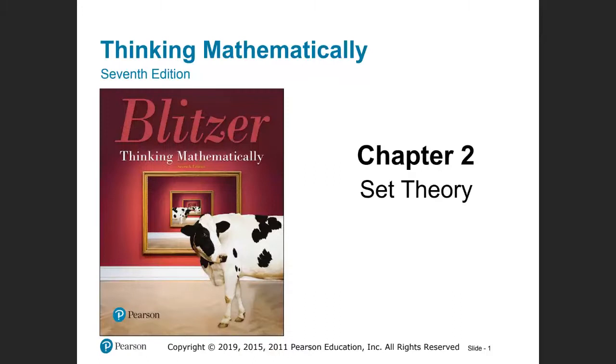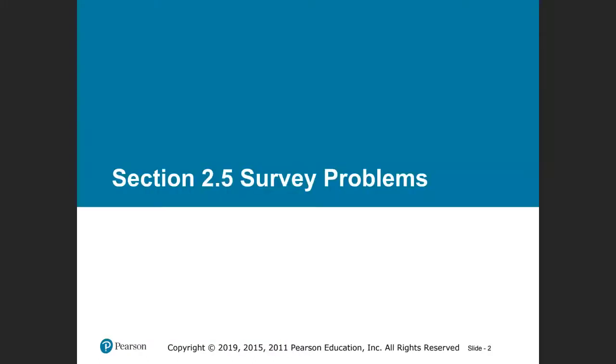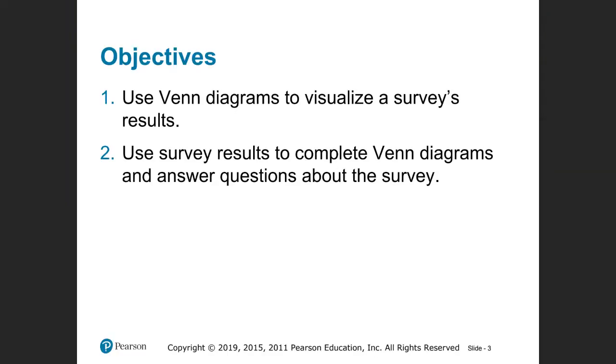We are continuing our discussion of Chapter 2 set theory. We're going to look at Section 2.5, which is the last section of Chapter 2, and it deals with survey problems. We've already learned how to interpret Venn diagrams, so we're going to use Venn diagrams to visualize the survey's results, and we're going to turn this around and use survey results to complete Venn diagrams and answer questions about the survey.